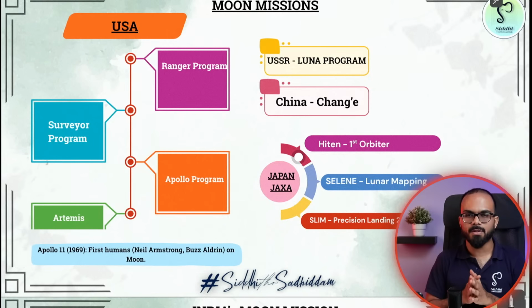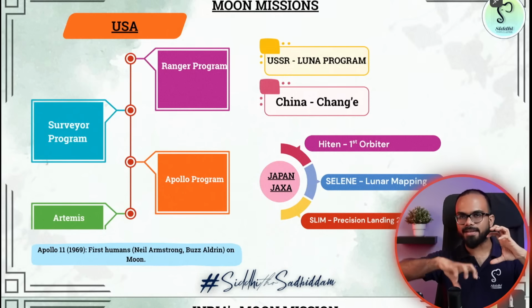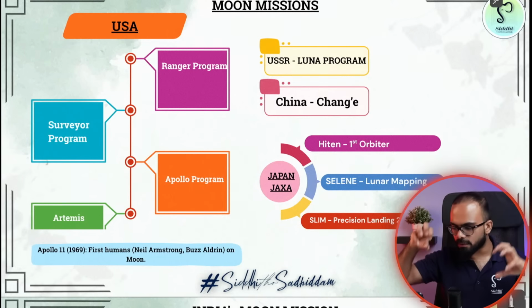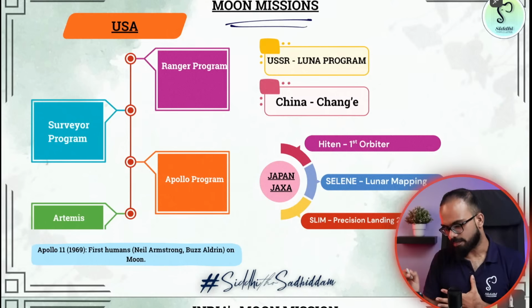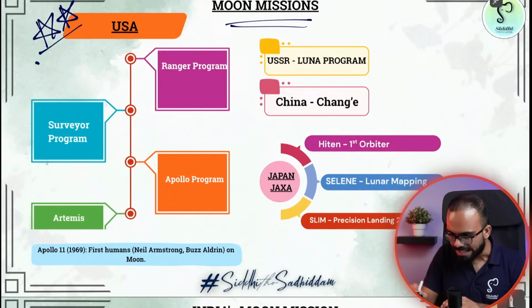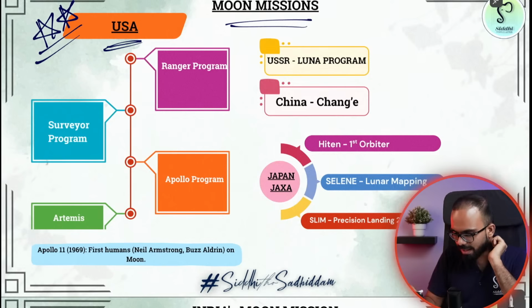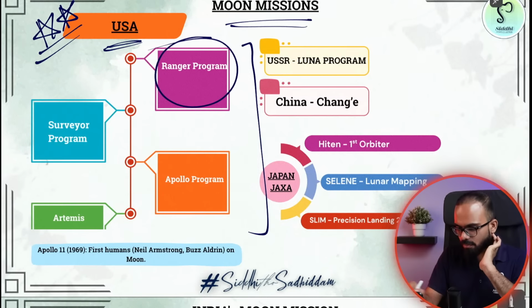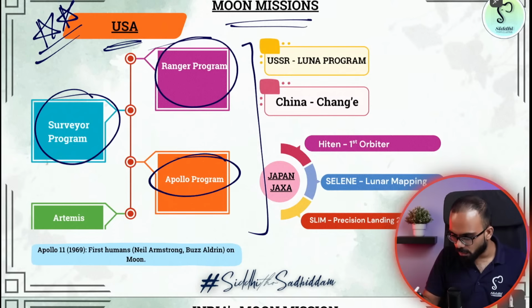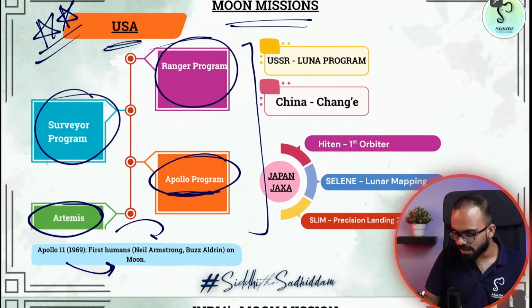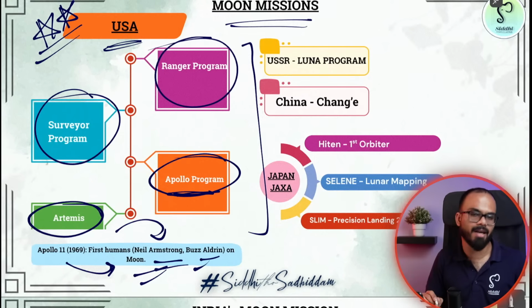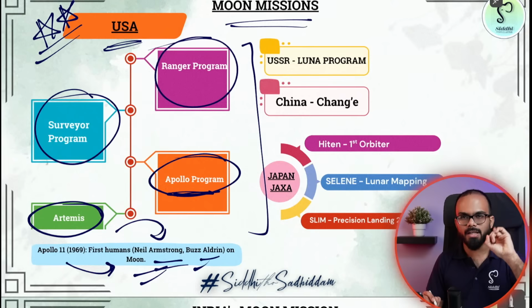Now let us come back to various missions of the moon. Mars is done. Moon. We know it is closer to the Earth, and there are a lot of attempts to go to the moon and to do a lot of missions, right? So they can ask you about moon missions in the exam, where they will give you a moon mission and ask which country did this. USA did 4 moon missions. One is the Ranger program, second is the Surveyor program, then the Apollo program, and the latest one is Artemis. In the Apollo program, USA sent the first humans to the moon, Neil Armstrong and Buzz Aldrin. So the US has 4 programs: one is Ranger, second is Surveyor, third is Apollo, fourth is Artemis.